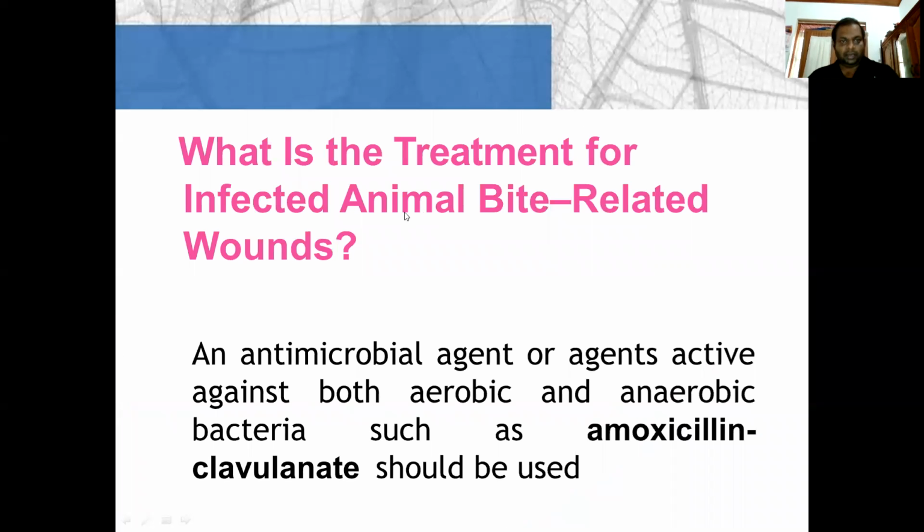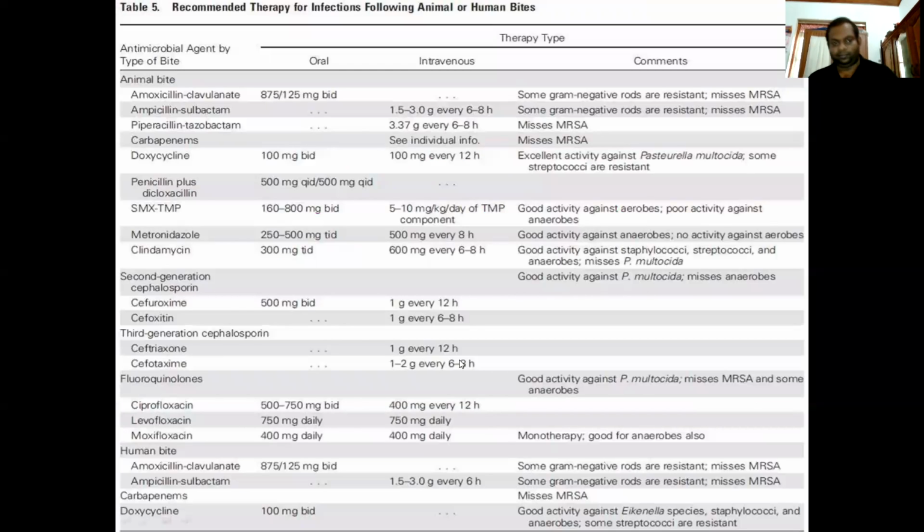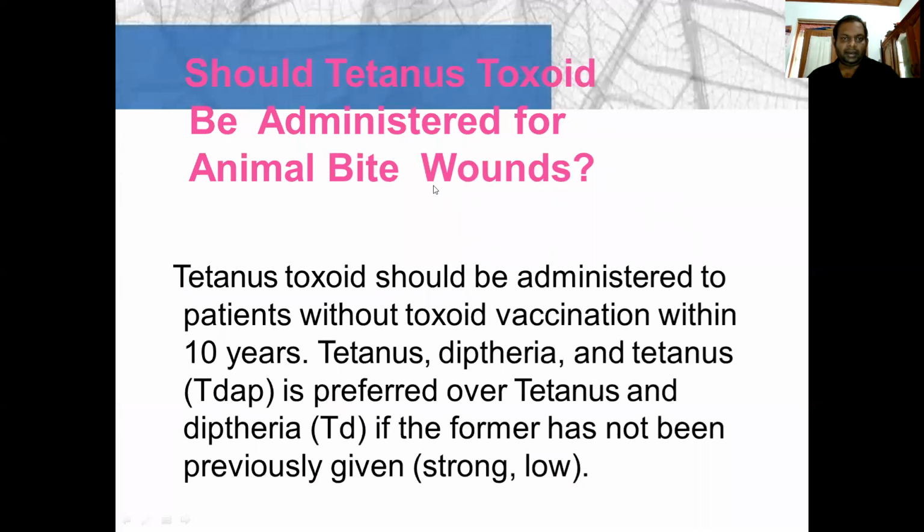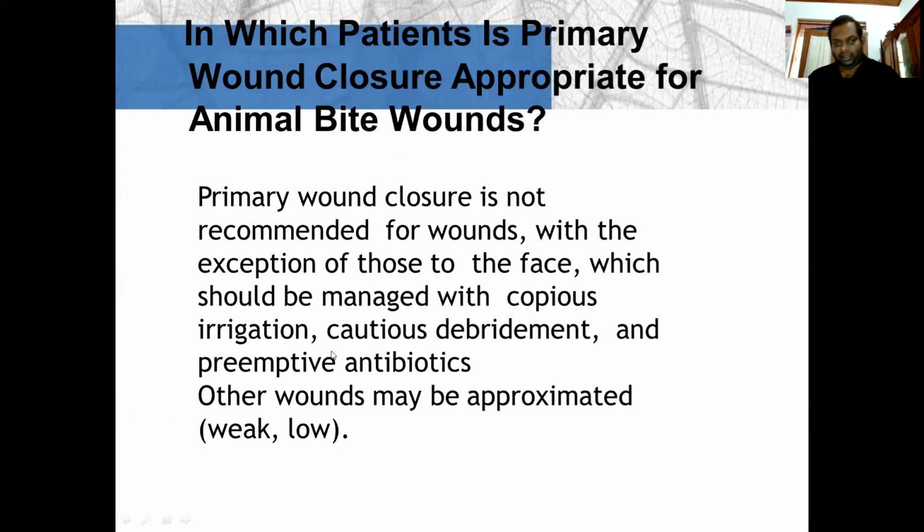Then, treatment for animal bite wounds: amoxicillin clavulanate, or co-amoxiclav, will be enough, but it depends. Tetanus toxoid: if the patient was vaccinated within 10 years, okay. Without toxoid vaccination within 10 years, we have to give it. We give the tetanus vaccine mainly.